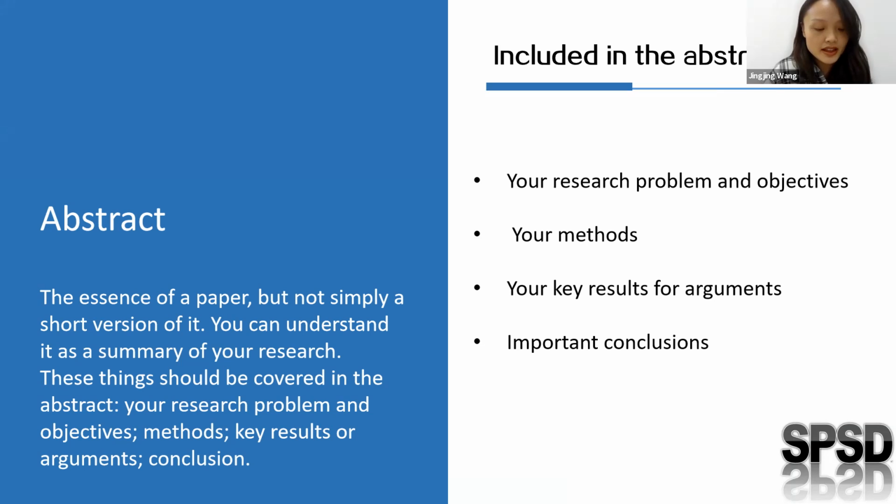Generally speaking, these things should be covered in the abstract: your research problem and objectives, your methods, your key results or arguments, and important conclusions.